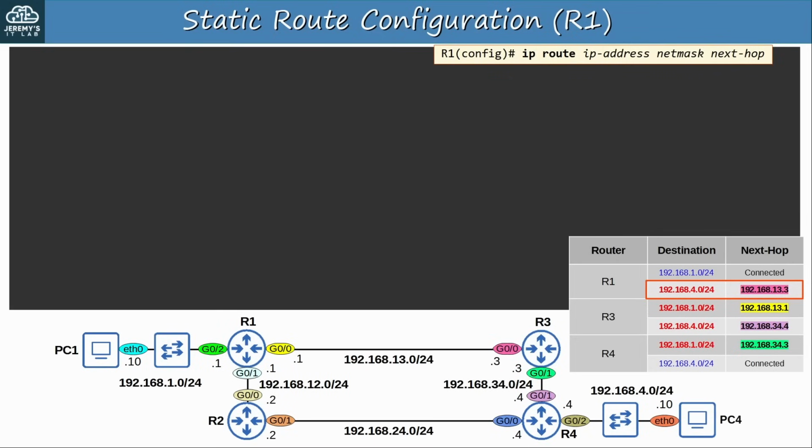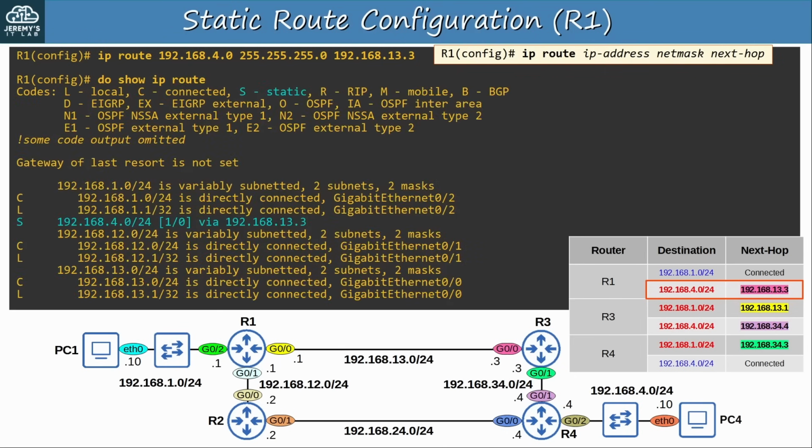So for R1's route to the 4.0/24 network, the command is this: ip route 192.168.4.0 255.255.255.0 192.168.13.3. That's it. Fairly simple.